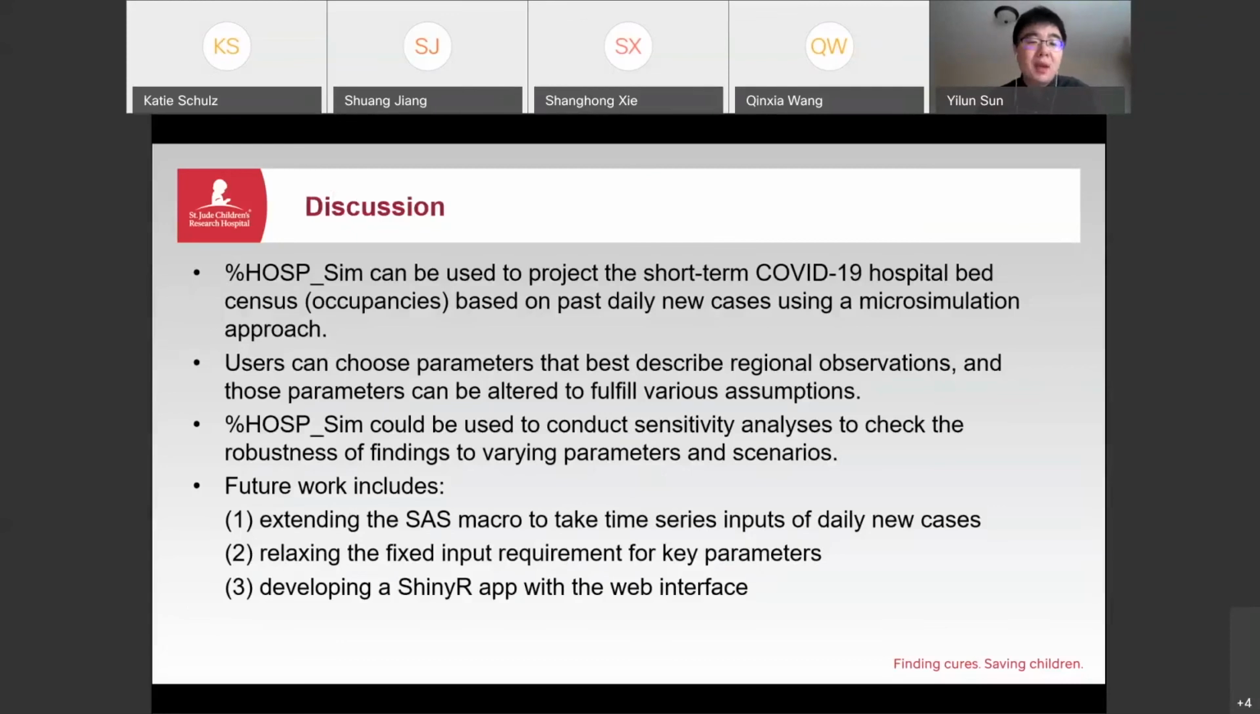To sum up, our SAS macro can be used to project short-term COVID-19 hospital bed census based on the past daily new cases. The user can use different parameters based on their own experience and their assumptions. This SAS macro can also be used to conduct sensitivity analysis. Our future work includes extending the SAS macro to take time series input of the daily new cases, relaxing the fixed parameters requirement for key parameters, and we will develop a ShinyR app.